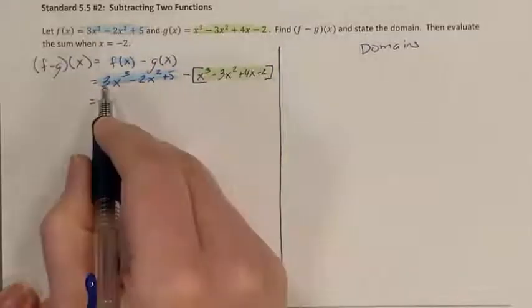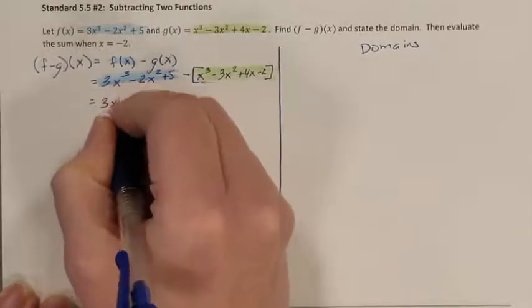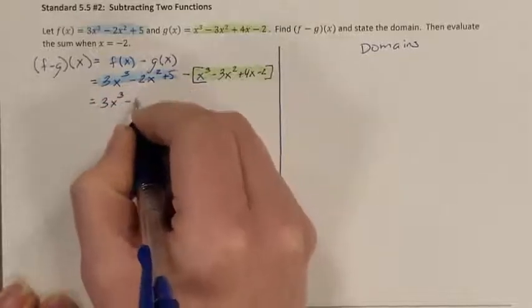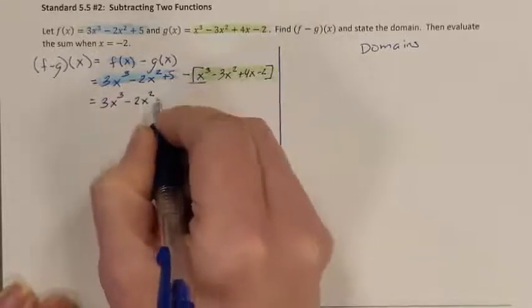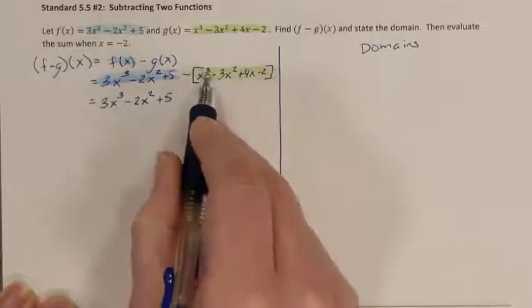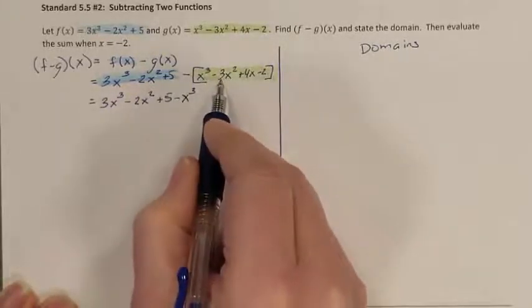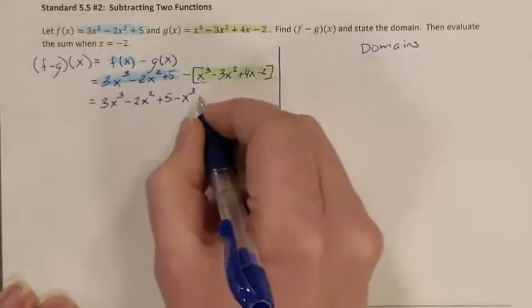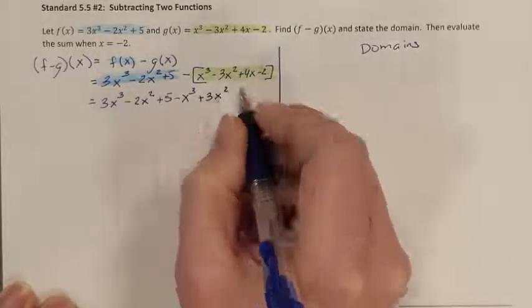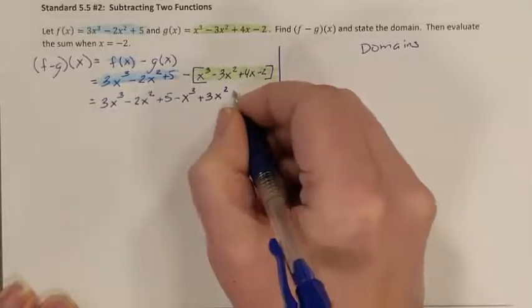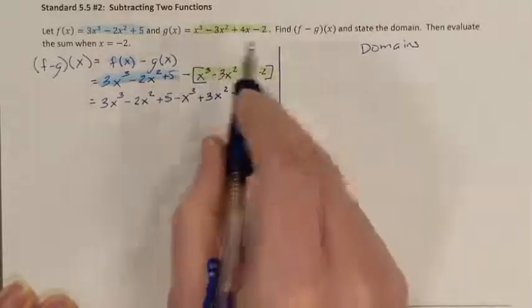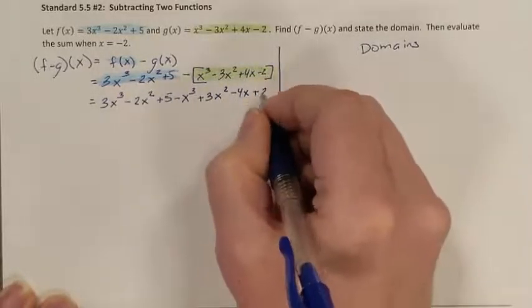So what do I have? I already had a 3x to the third. I already had a minus 2x squared. I already had a plus 5. I'm now subtracting an x to the third. I am now subtracting a negative 3x squared, which means I am now actually adding a 3x squared. I'm now subtracting a 4x, and I'm now subtracting a negative 2, which means I'm actually adding.